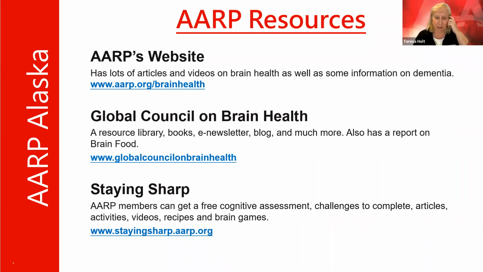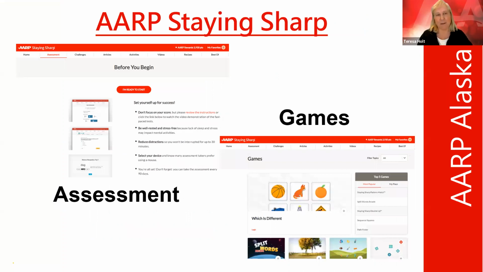And then the last one I want to talk about, I'm actually going to talk about in greater detail, which is the Staying Sharp website. You do have to be a member, but there are some really great things, and it's easy to become an AARP member. It's $12 for an entire year. You can just Google "become an AARP member," and it'll take you there. You can sign up online, or you can call on the phone. You can ask them to send you a paper form so you can send in a check, however you want to do it.